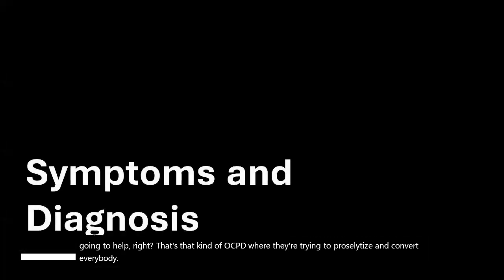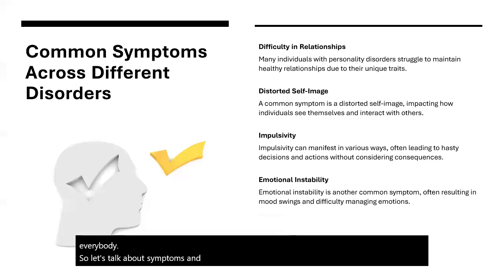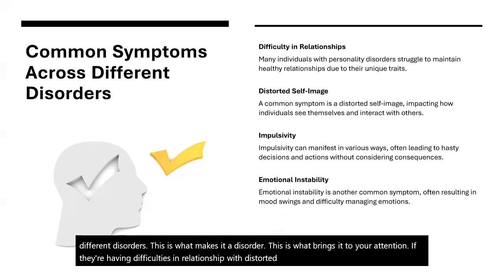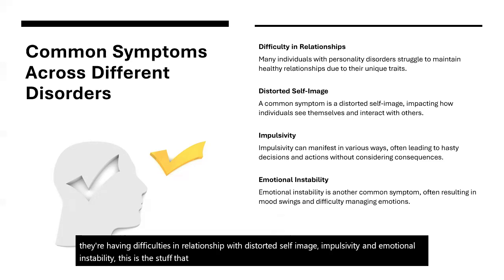So let's talk about symptoms and diagnosis. These are the common symptoms across the different disorders. This is what makes it a disorder. This is what brings it to your attention. If they're having difficulties in relationships, a distorted self-image, impulsivity, and emotional instability, this is the stuff that says you need to see somebody, right?